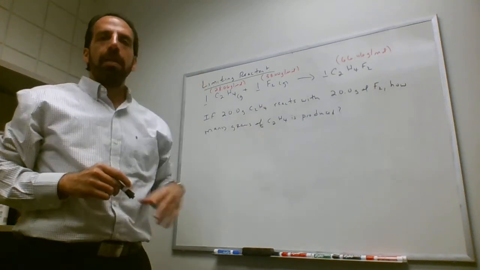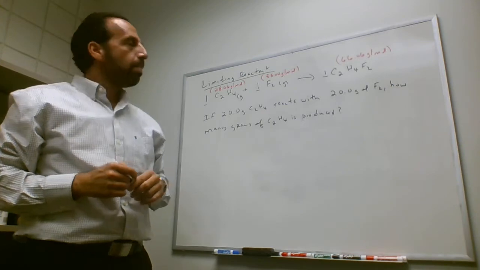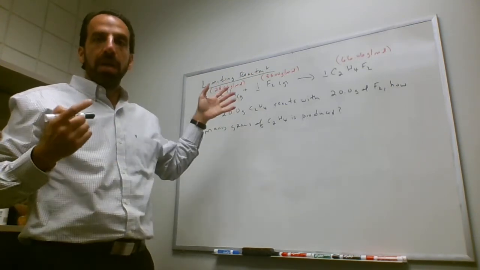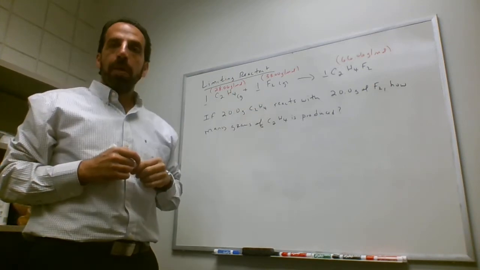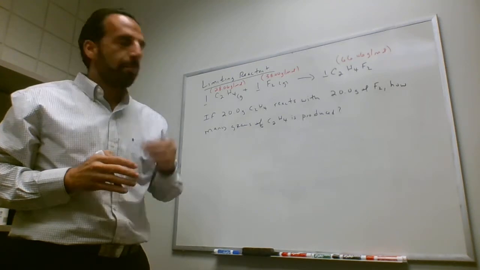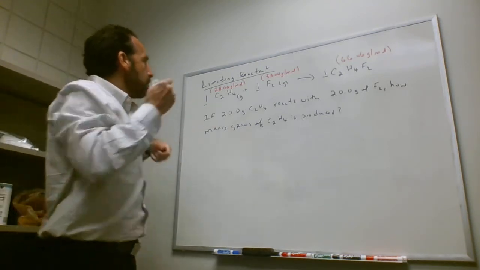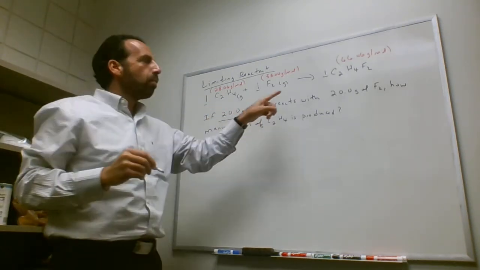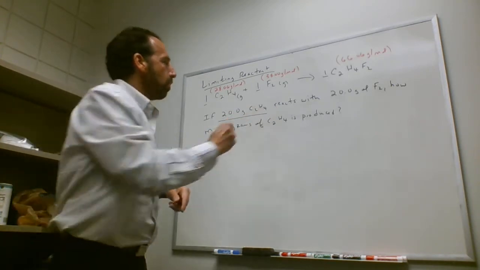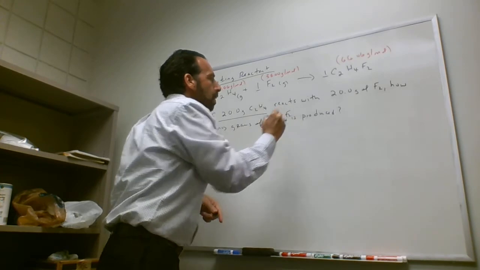So let's take a look at a limiting reagent problem. Limiting reagent means one of these reagents, either the C2H4, which is ethylene, or fluorine, gets used up, and that determines how much product we're going to have. It says that 20 grams of C2H4 reacts with 20 grams of F2. How many grams of C2H4F2, this should be C2H4F2, is produced?